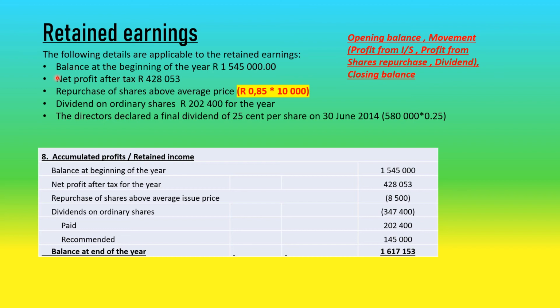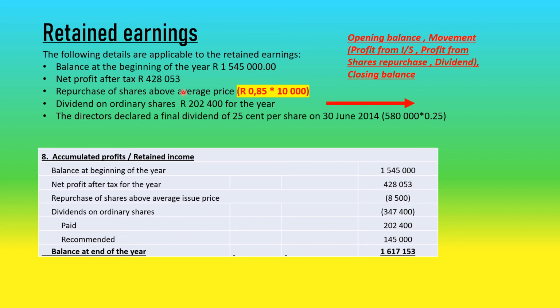You would see this is the same continuation of the example, so you can understand better. In this example, we've got the balance at the beginning of the year to be 1.5 million. We've got the net profit after tax to be 428,000. You need to be very careful of that. The profit that you use in your retained earnings needs to be the profit after tax.